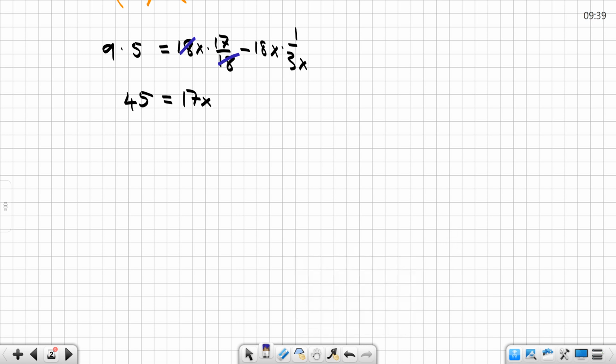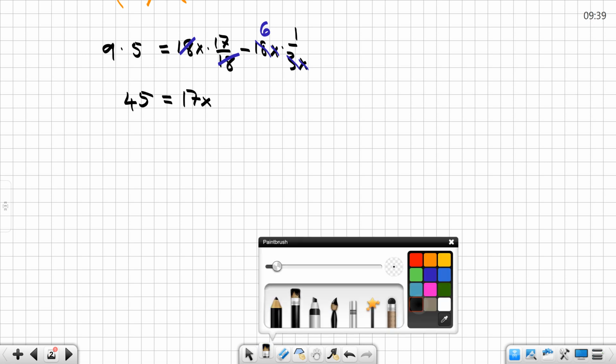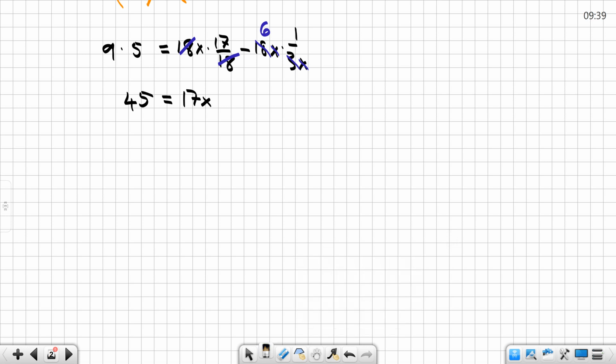Then I look further to the next term. The x's cancel out. These are factors. And the 3 is also going to go away. 18 divided by 3 will be 6. So I have left a negative 6 times 1, which is a negative 6.